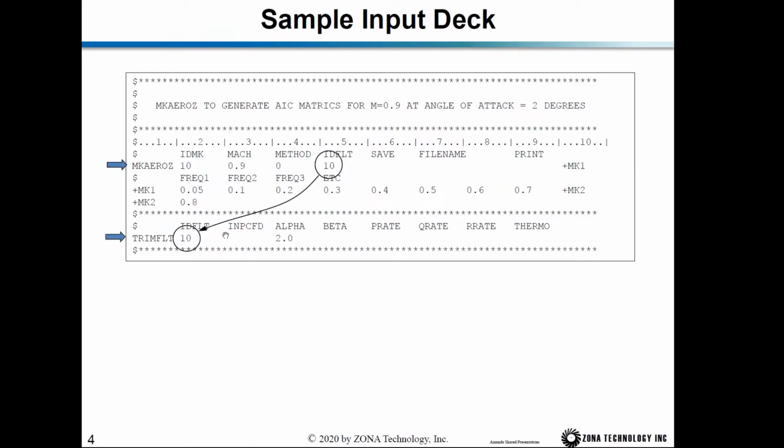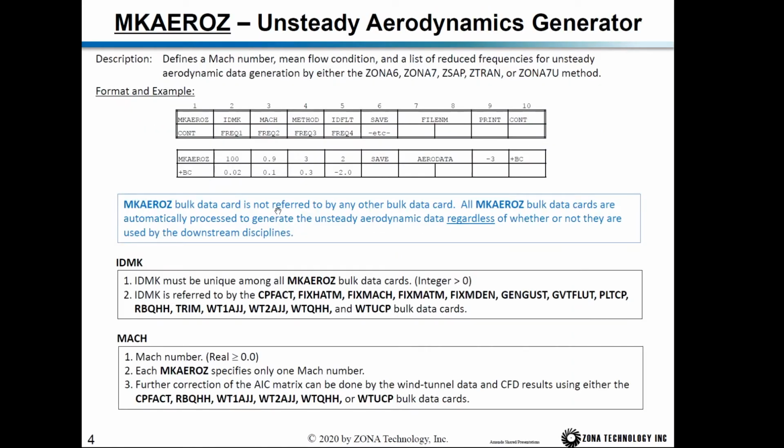So this is a simple sample input of the MKLZ card, and you give ID, Mach number, and then it refers to a TRIM FLT card. Then you say the mean flow condition is at angle of attack 2 degrees. Then you list out the reduced frequencies. So the MKLZ card is a required card, and this card is not referred to by any other ZAERO card. All MKLZ cards are automatically processed to generate the unsteady aerodynamic data, regardless of whether or not they are used by the downstream disciplines. In other words, in ZAERO, once ZAERO sees an MKLZ card, it will generate the AIC matrix based on this MKLZ card.